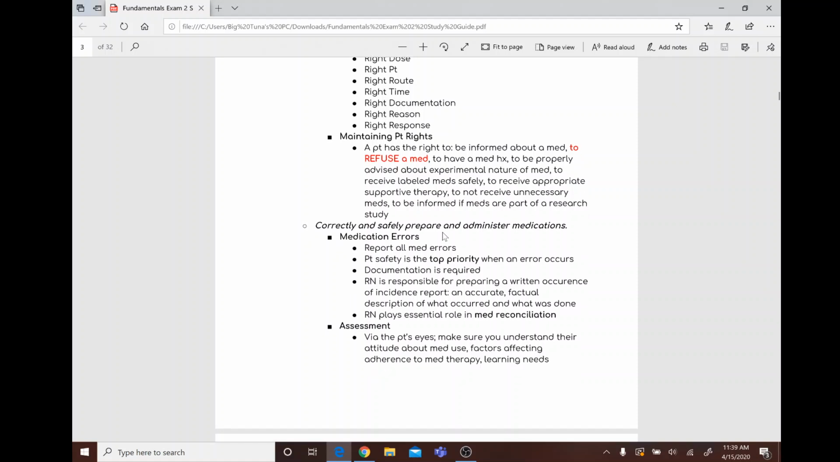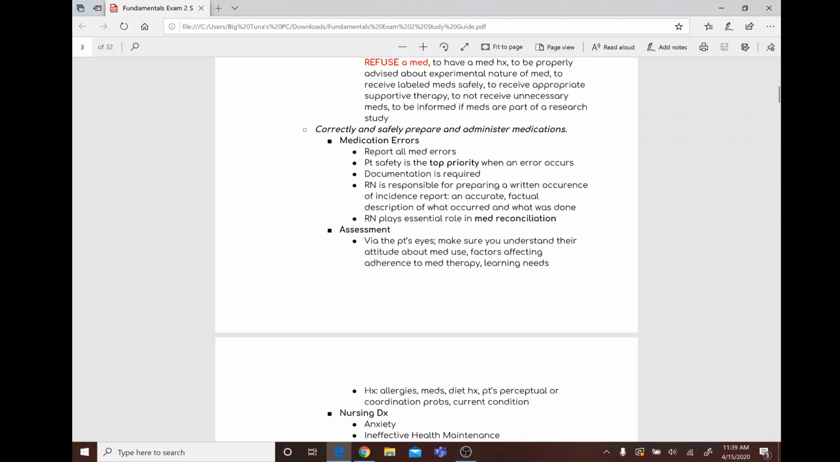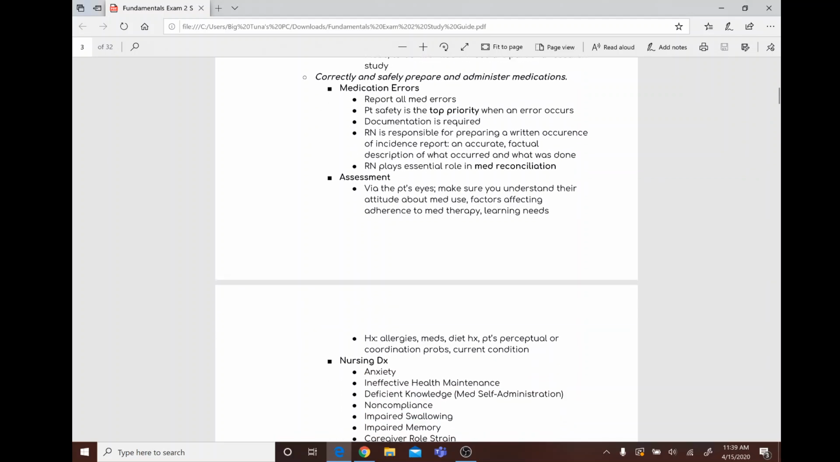So, medication errors. Report all med errors. Patient safety is the top priority when an error occurs. Documentation is required. The RN is responsible for preparing a written occurrence or incident report, an actual factual description of what occurred and what was done. The RN plays an essential role in med reconciliation.